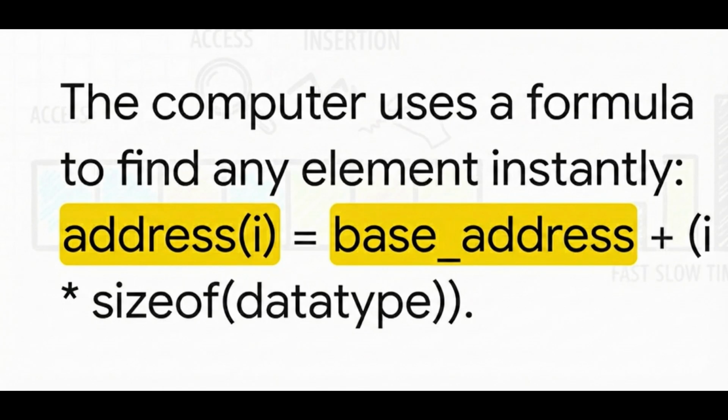And this little formula, you can think of it as the computer's own internal GPS. Because every item is the same size and they're all lined up perfectly, the computer doesn't have to search around. It can calculate the exact memory address. With this tiny bit of math, it just takes the starting point, adds a little offset for the item you want, and bam, it jumps right there. That's it. That's the magic behind an array's speed.